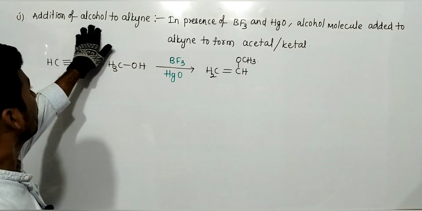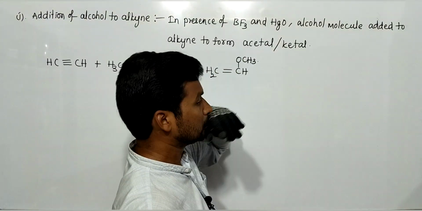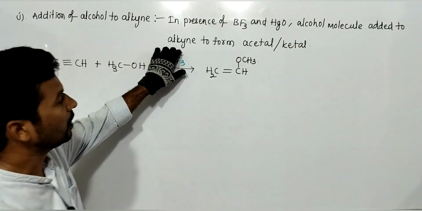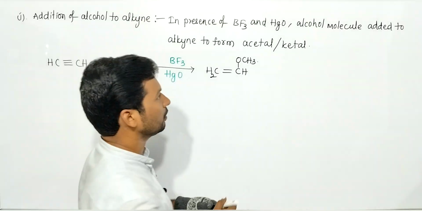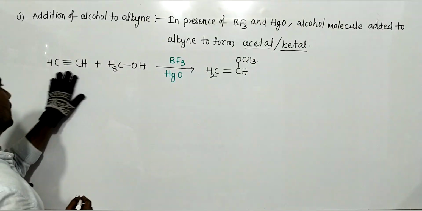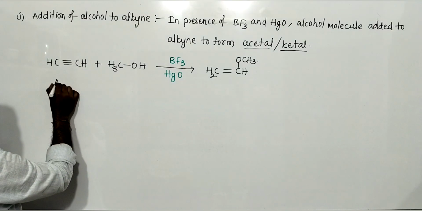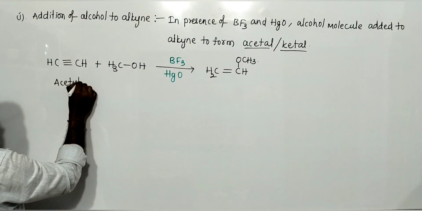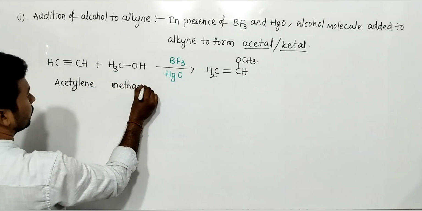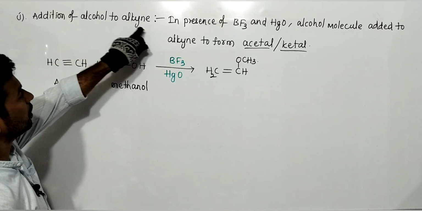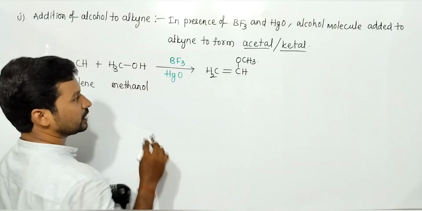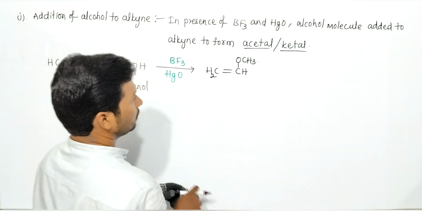So in presence of BF3 and HgO, an alcohol molecule is added to alkyne to form acetal or ketal. In some cases acetal is formed, in some cases ketal is formed. Here I am taking acetylene, which is an alkyne, and this is methanol, which is an alcohol. That is the reaction. This reaction takes place in presence of BF3 and HgO, and it gives a product.